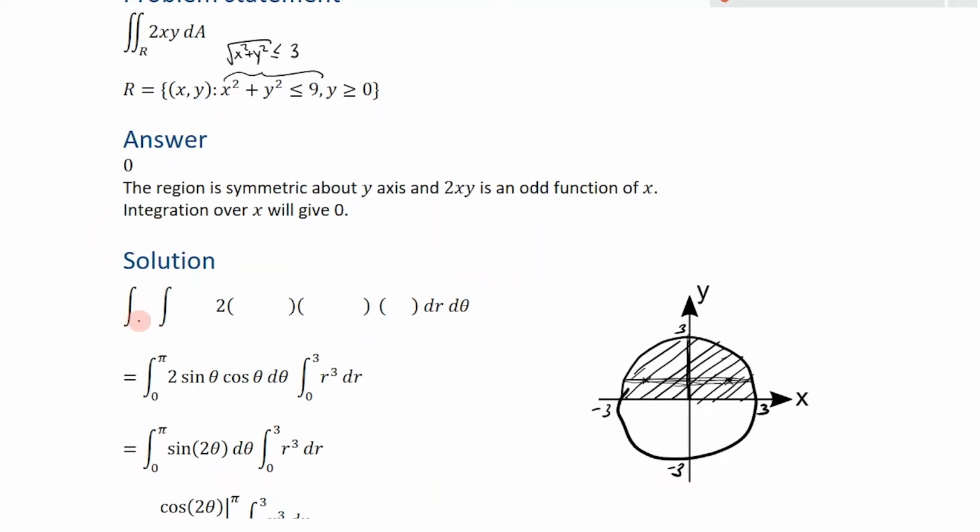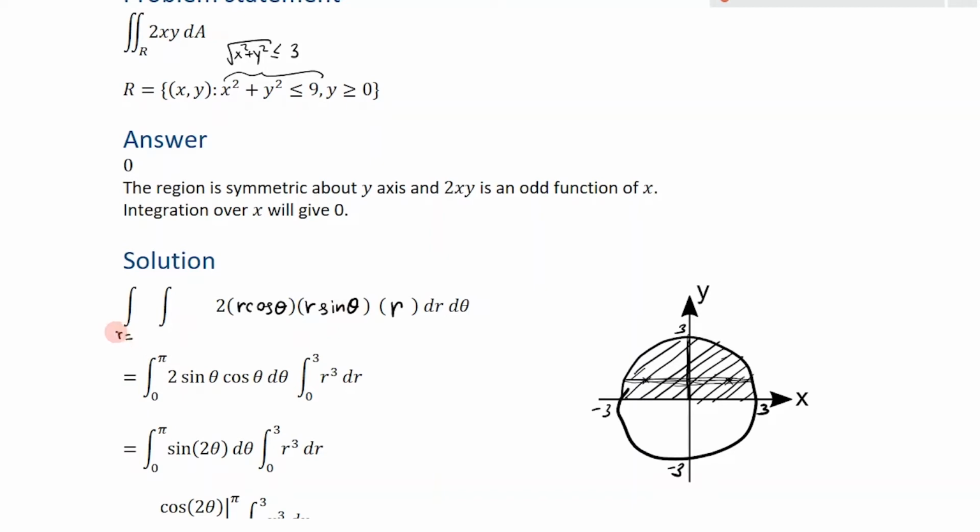So in polar coordinates, we are integrating over dr d theta, but we need a scaling factor, which is the absolute value of the Jacobian determinant, and in this case it's r. We have the integrand, which is 2xy. x is r cosine theta, y is r sine theta, and bounds on r and theta are like this.